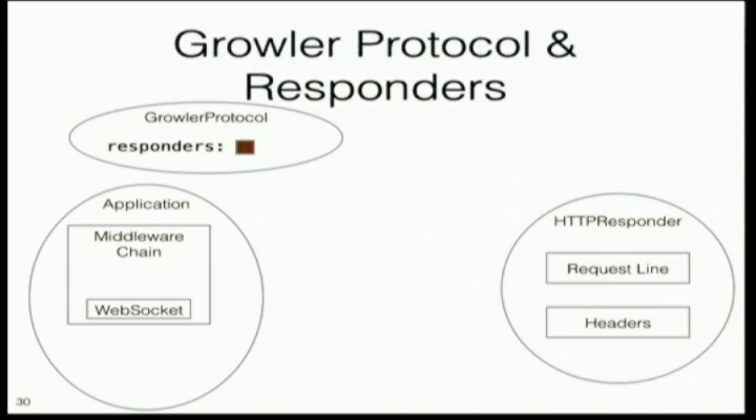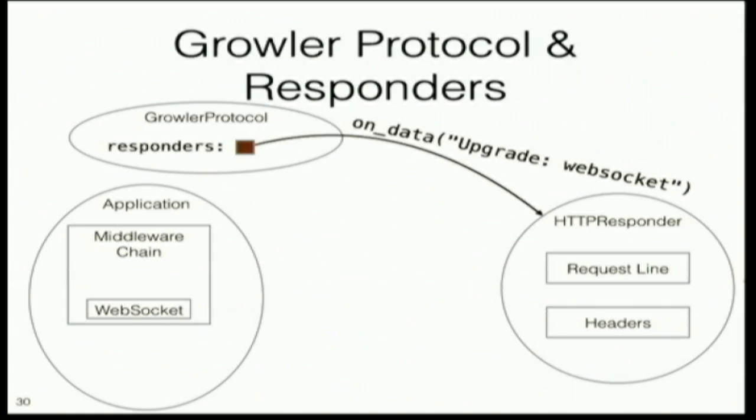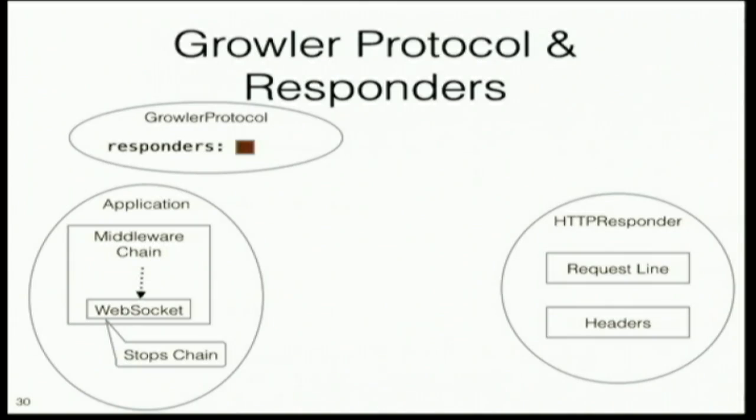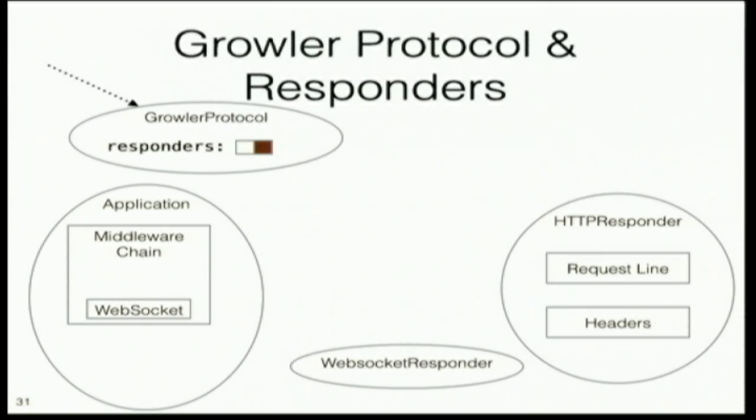In a different case, what happens if we got this upgrade WebSockets header in the HTTP? We pass the req and res, all parsed properly, to the middleware chain. Eventually, it hits the WebSocket middleware that you've added, which stops the chain. It just tells it to quit, creates a WebSocket responder, and adds it to the stack. Now, any incoming data, it looks at the top of the stack and will actually send it to the WebSocket instead of the HTTP parser Growler responder.